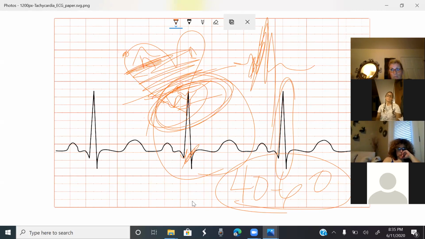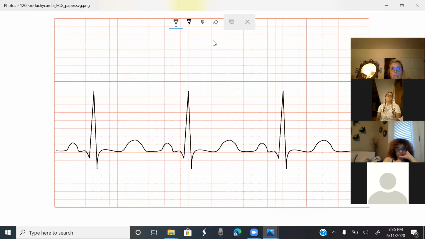No. I do have a question about this one. Okay, so it's saying it started on the SA node because you have your P wave, right? But the heart rate is 50, and the SA node should be 60 to 100. It's slow for some reason, but it's still the SA node, even though it's not 60. How do you know that? Because of the P wave. So it's sinus bradycardia. That heart is slow.